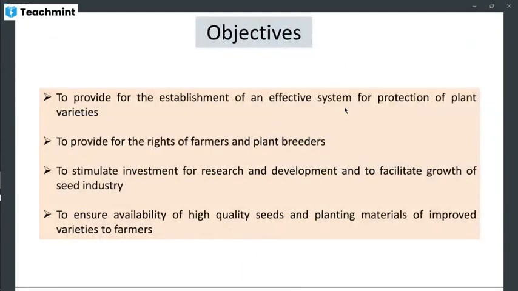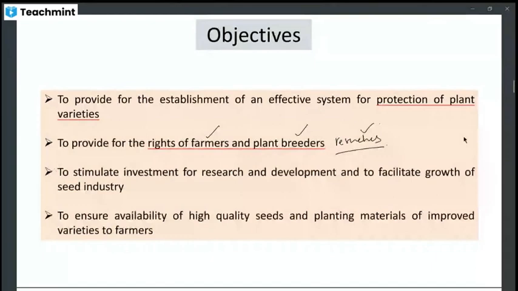And coming to the objectives, the name itself indicates some of the important functions. So it is used for the protection of the plant varieties, point number one. And it also provides rights to farmers as well as plant breeders. Okay, so it protects the plant varieties. It gives some specific rights to farmers, plant breeders, and even researchers. So farmers, plant breeders, and then the researchers.